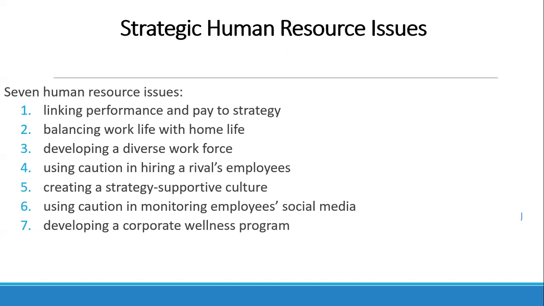Then the second strategic HR issue that is relevant to the implementation of a formulated strategy is balancing work life and home life. When we talk about work-life balance, essentially we are looking at the degree to which individuals that are working assiduously in an organization can balance their professional life and their family life, or if you like, their life outside the work environment. So to what extent can the organization put in place HR policies and practices that can allow employees to seamlessly juggle between their work responsibilities, family responsibilities, and other personal life activities?